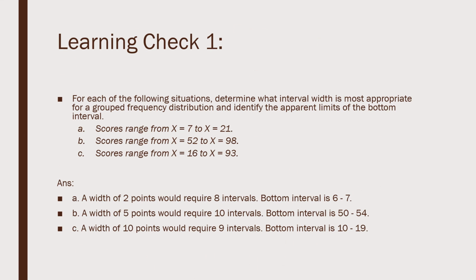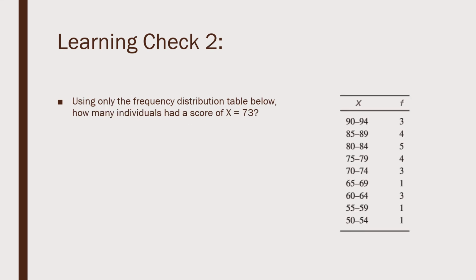The second learning check: using only the frequency distribution table below, how many individuals had a score of x equals 73? This is a grouped table with class intervals. So 73 would fall between 70 and 74. This is the class interval we're interested in, and the question is asking us how many individuals had a score of 73.